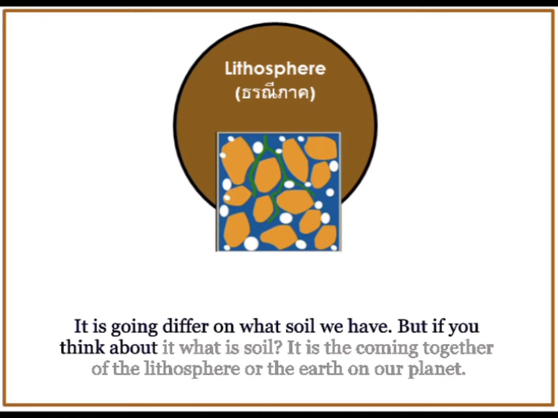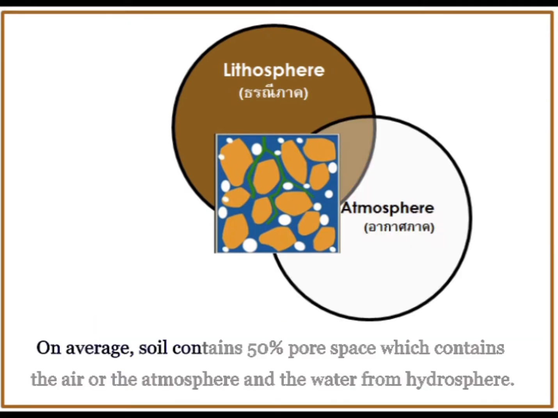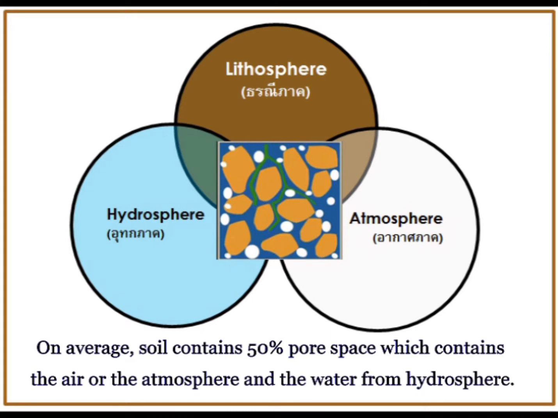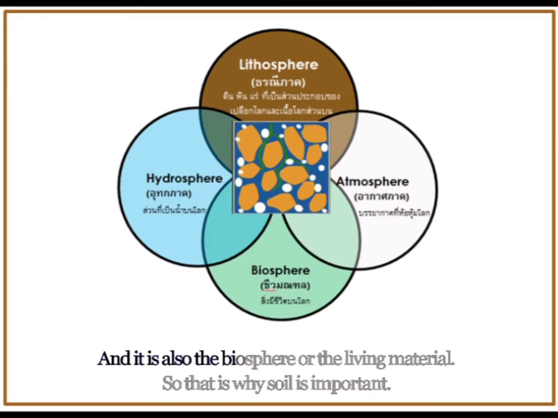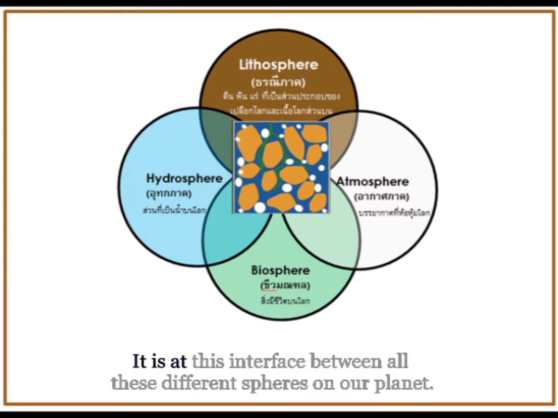But if you think about it, what is soil? It is the coming together of the lithosphere, or the earth on our planet. On average, soil contains 50% pore space, which contains the air or atmosphere and water from the hydrosphere. And it is also the biosphere, the living material. So that is why soil is important. It is at the interface between all these different spheres on our planet.